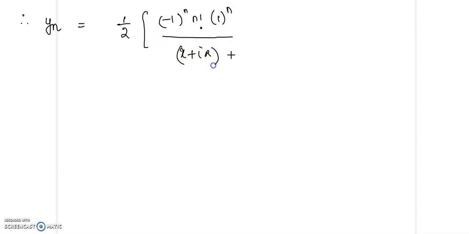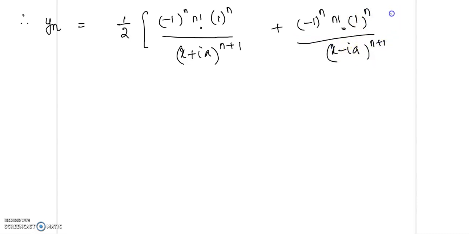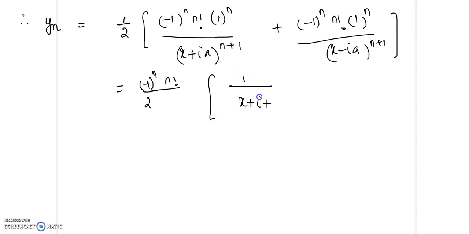So therefore yn will be equal to 1 by 2 common, minus 1 for the first term in the nth derivative: minus 1 whole raised to n, factorial n into 1 raised to n by x plus ia whole raised to n plus 1, and for the second term the derivative will be minus 1 whole raised to n factorial n. Again the a value is 1 raised to n, x minus ia whole raised to n plus 1. So that is 1 by 2 and minus 1 whole raised to n, and n factorial is common. Then what remains is 1 by x plus ia whole raised to n plus 1 plus 1 by x minus ia whole raised to n plus 1.